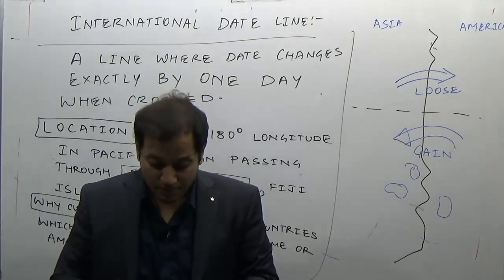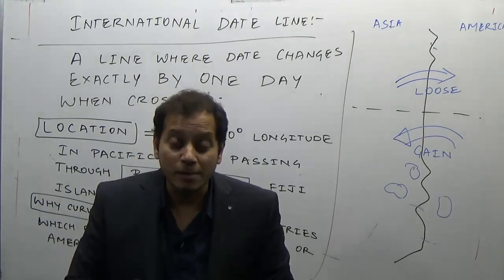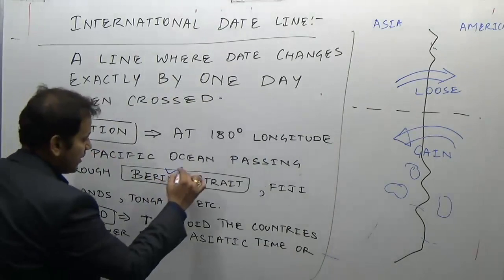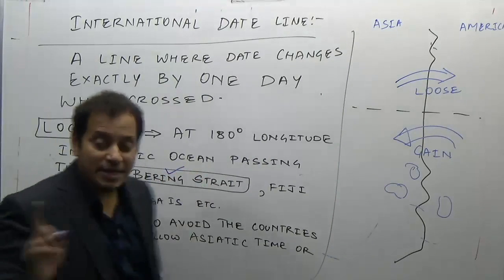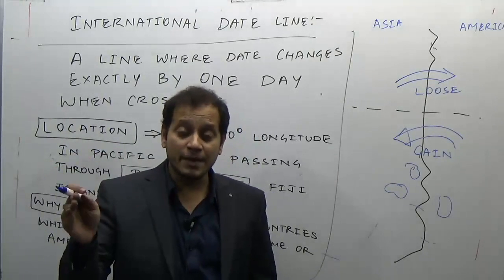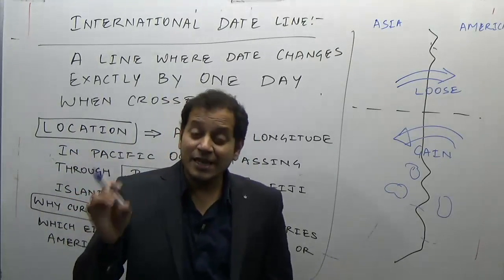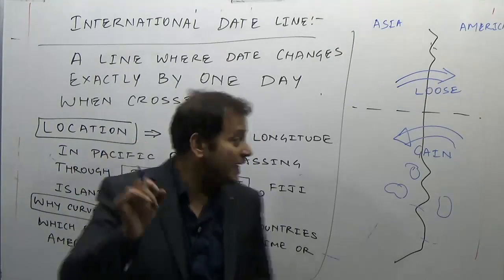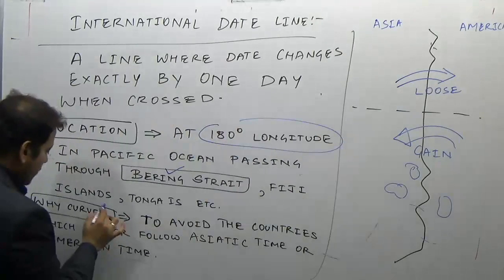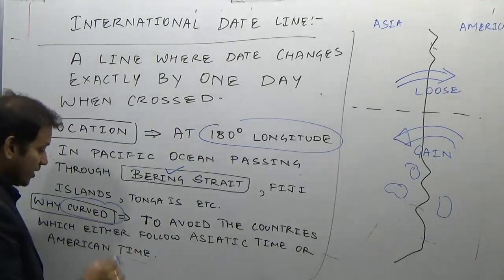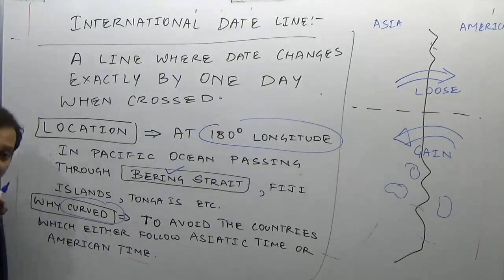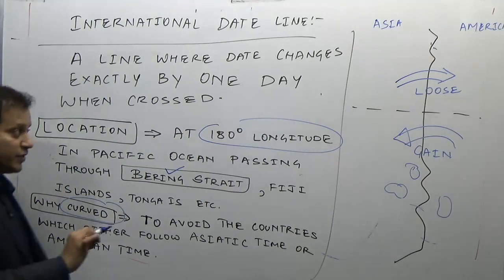Now what you have to remember is the location of the Bering Strait, or from where the international date line passes. It passes through the Bering Strait. What is the Bering Strait? It is a narrow body of water between Asia and America. The international date line follows which longitude? It follows the 180 degree longitude. But it is not straight, it is curved. Why is it curved? To avoid the countries which either follow the Asiatic timeline or the American timeline, or had it been straight, it would have resulted in confusion.